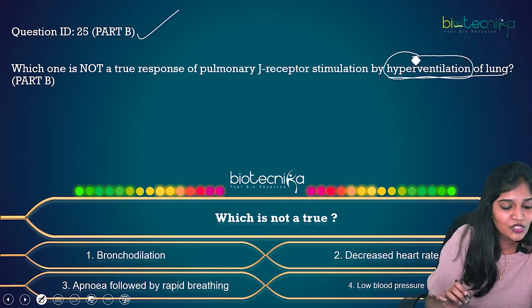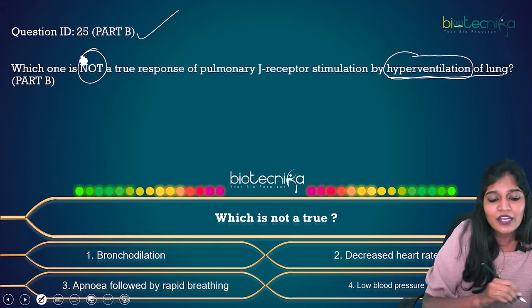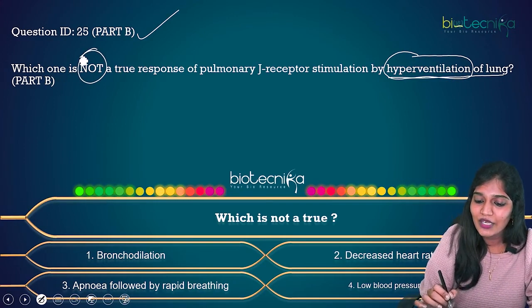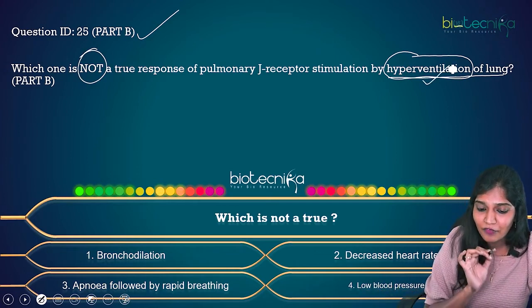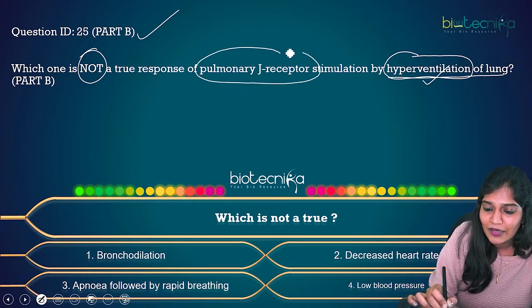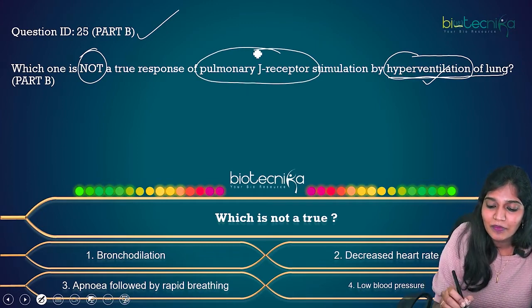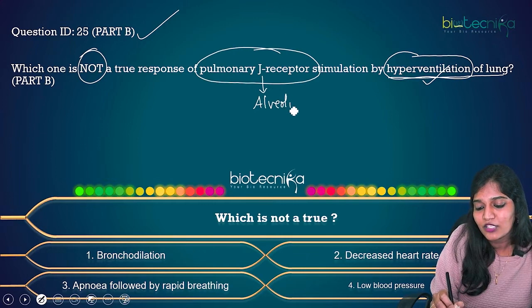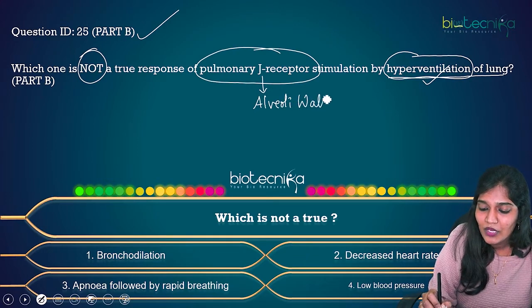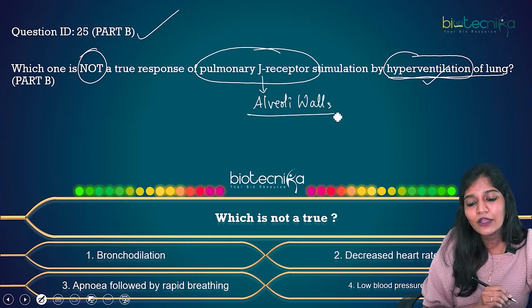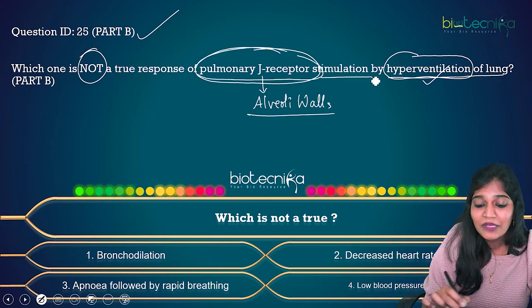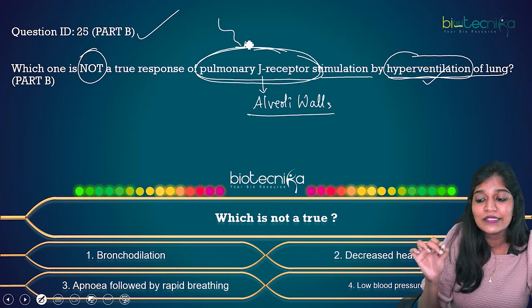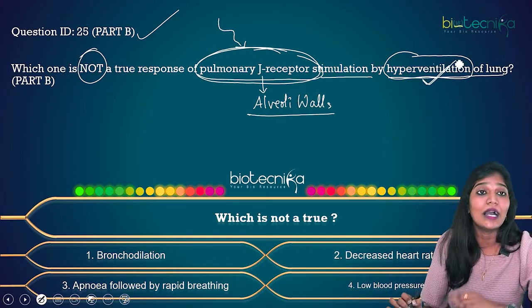Let's read the question. Which one is not a true response of pulmonary J receptor stimulation by hypoventilation of a lung? The first thing is, what is this J receptor? Where is this J receptor present? This J receptor is present in the alveoli walls. So this alveoli wall is going to have a receptor called J receptor, and this receptor will be stimulated when there is hypoventilation.